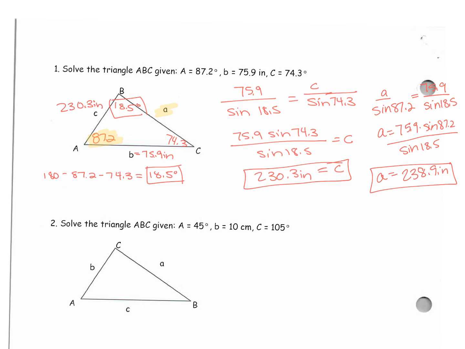So I'm going to let you solve the next triangle. The measure of angle B should be 30 degrees. The side A should be 14.14 centimeters, and side C should be 19.32 centimeters. So pause this video and try to do that problem and get those answers, and then come back to the video after you've tried it.